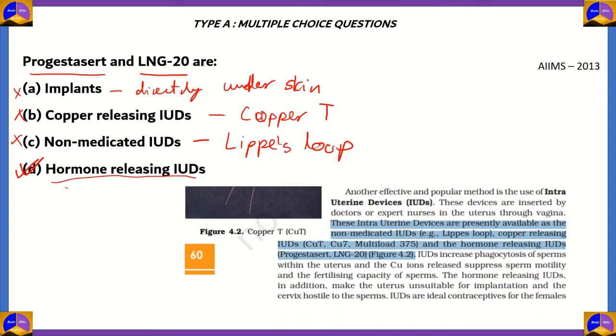So these are devices inserted by doctors and expert nurses, and then they are presently available as non-medicated, copper-releasing, and hormone-releasing. So this is an excerpt from the NCERT textbook for the chapter Reproductive Health. This is page number 60. And here you can see hormone-releasing IUDs. Examples given are Progestasert and LNG20. So that's why we can say that option D, hormone-releasing IUDs, is the correct answer.